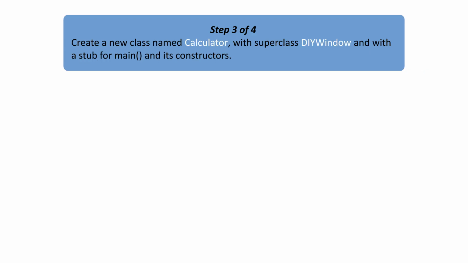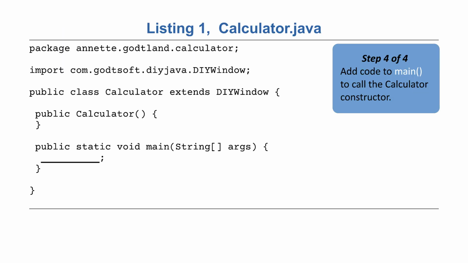Then create a new class named Calculator with superclass DIY window and with a stub for main and its constructors. And finally, add code to main to call the calculator constructor. Run it. What happened? It should have opened the DIY window with no contents.